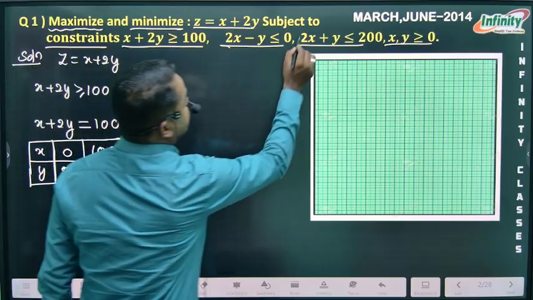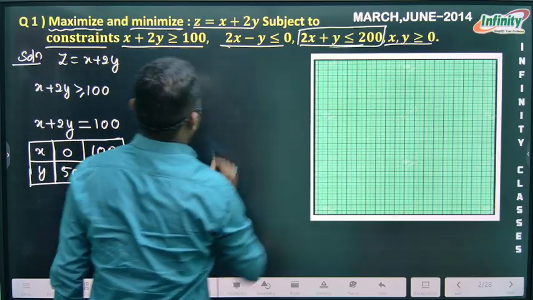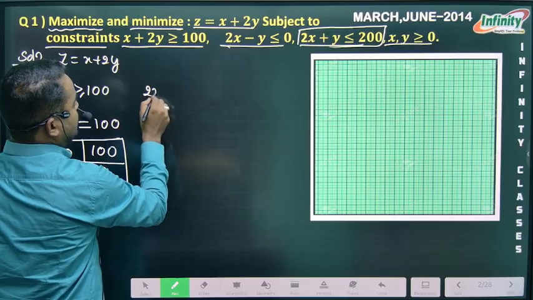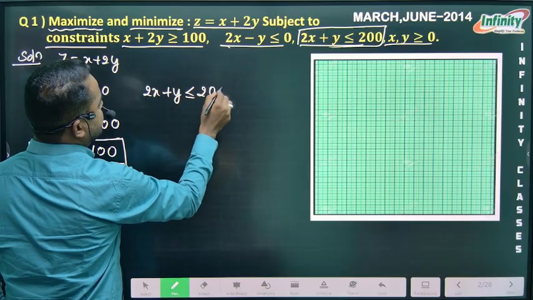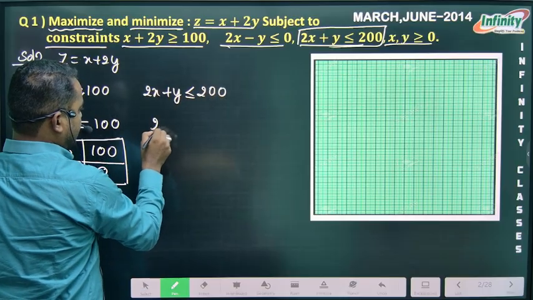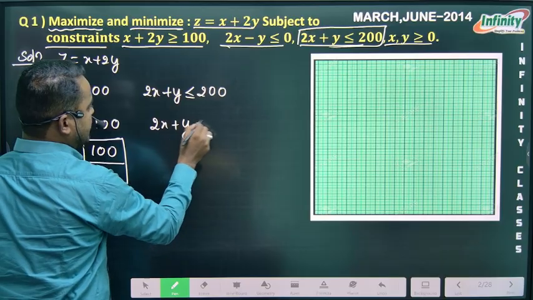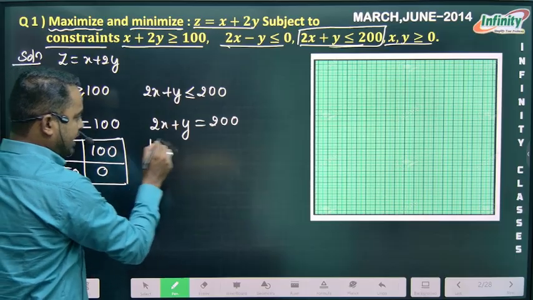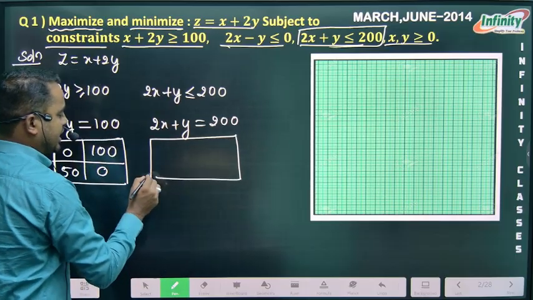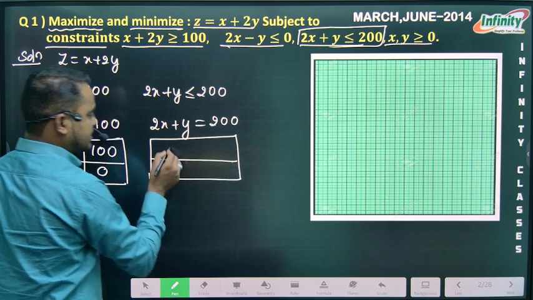So write the second constraint as 2x plus y less than or equal to 200, that is 2x plus y is equal to 200. For this one we have to find two values for x and y. We have to find the coordinates.